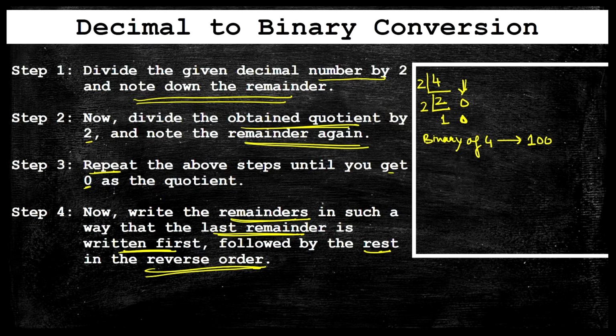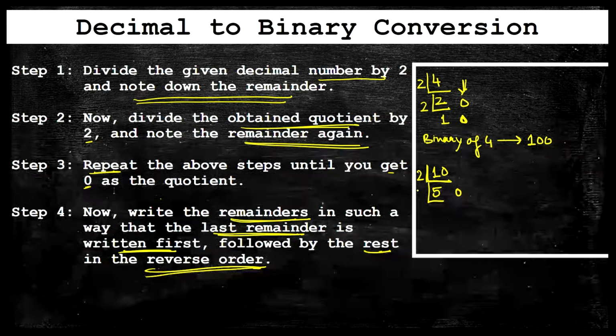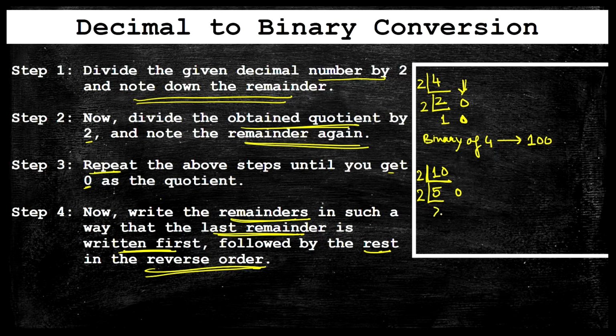Let's take any other number, for example, let's take 10. We will convert 10 to binary. So how to do this? 2 times 5 gives you 10, 0 is the remainder. 2 times 2 gives you 4, but 1 is the remainder. And 2 times 1 gives you 2 and 0 is the remainder. So what is the binary of 10 then? Binary of 10 implies 1010.